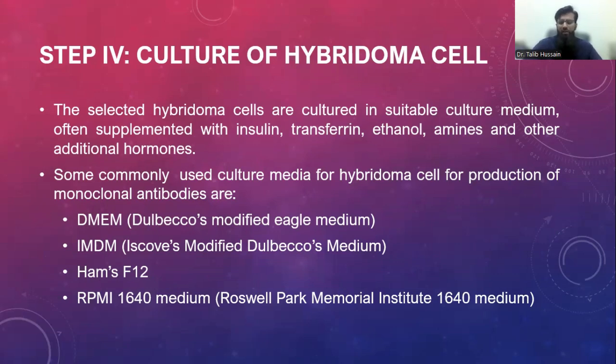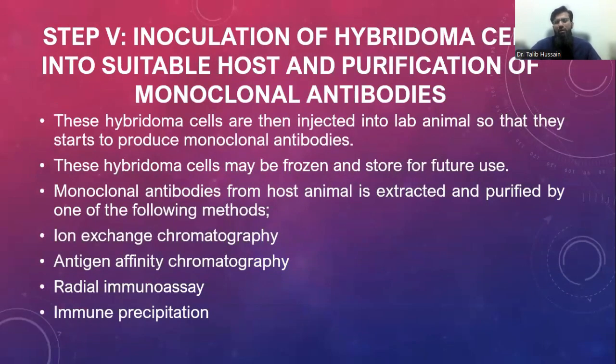The second method is the culture of the hybridoma cells in an animal model. It is called inoculation of hybridoma cells into a suitable host, and then purification of monoclonal antibodies from the spleen of that host. So if we add the hybridoma cells into an animal model, it will produce a specific response or antibodies because they will divide in the spleen of the animal, and the animal can produce monoclonal antibodies.